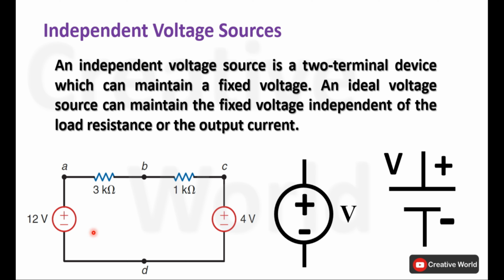In this example, two independent voltage sources are used. One is 12 volt and the other one is 4 volt. And these will keep specified voltage across their terminals regardless of the load connected to them. Increase or decrease in load values will not affect the output voltage of these sources.